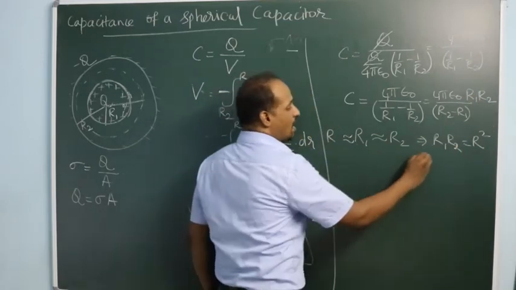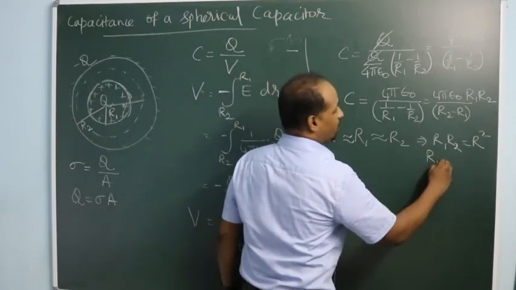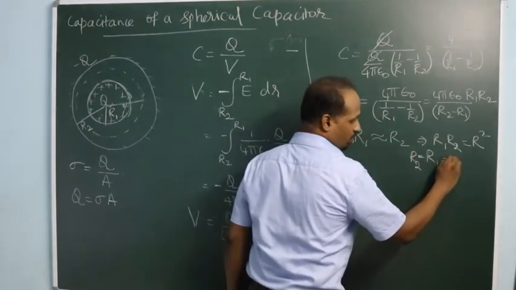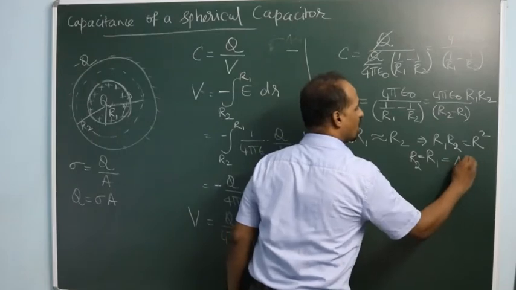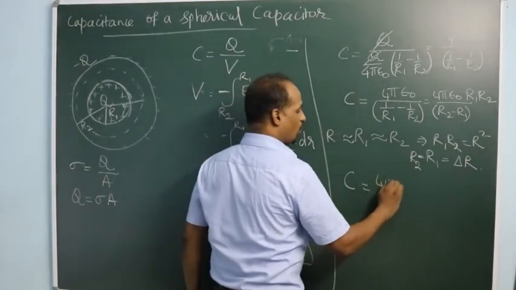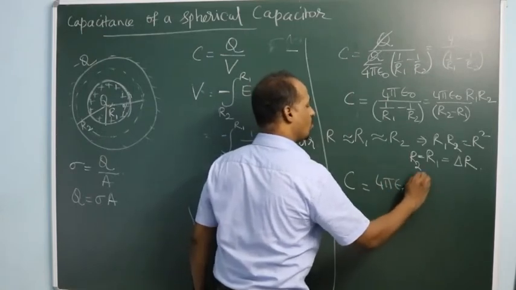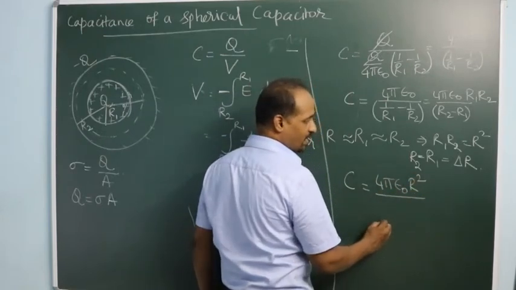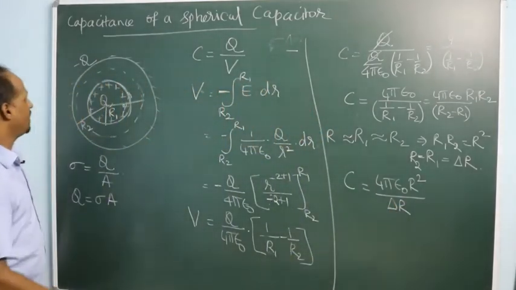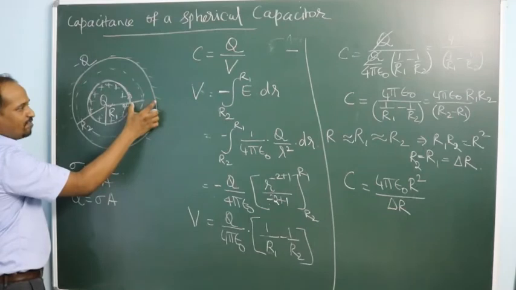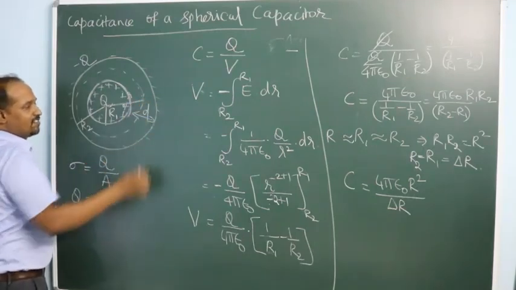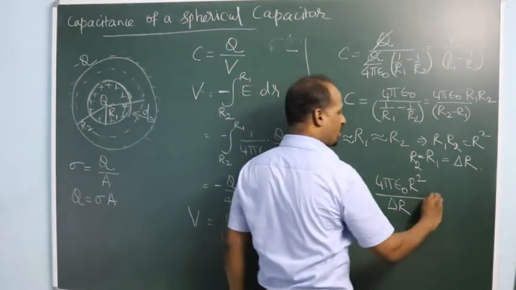But the difference R2 minus R1 is not equal to 0, it is very small, delta R. Then in that case, the capacitance will become 4 pi epsilon naught, R1 R2 is R square, by R2 minus R1 is delta R. Delta R is the difference between the inner radius and the outer radius. If this difference is so small, and if you assume that distance as d, then this delta R becomes d.